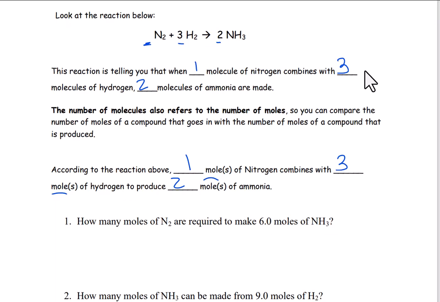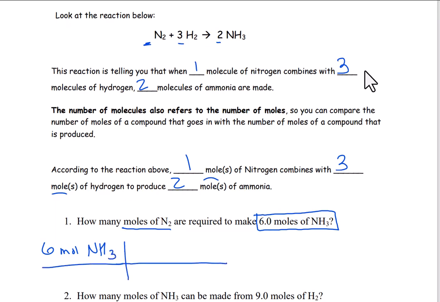We can solve these problems exactly like what we were doing a second ago. We're going to start with our 6 moles of NH3, and we're trying to go to moles of nitrogen. It's always good practice to either underline or box in what you're looking for and what you're given. So I have 6 moles of NH3. I set up my chart. I'm going to put my units first, so moles NH3, and I'm going to moles of nitrogen.